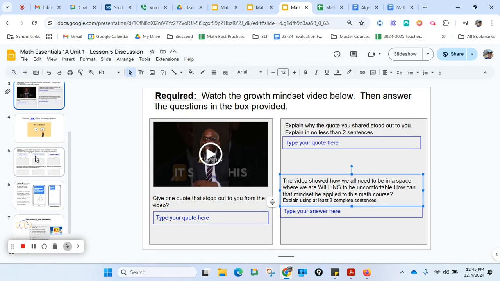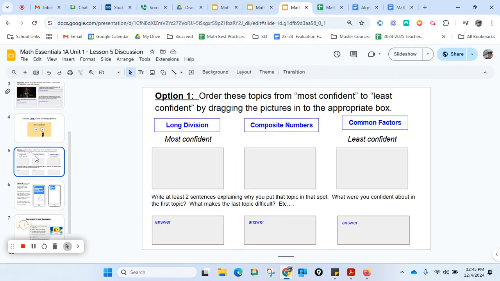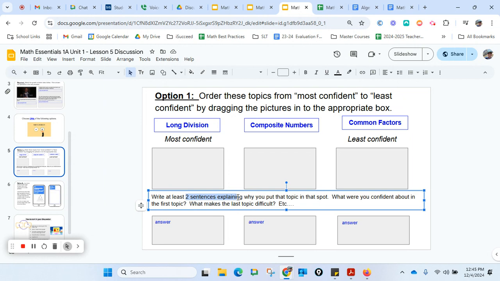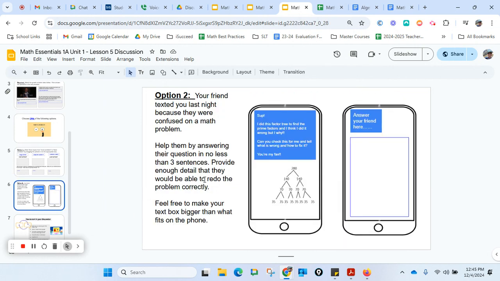Same thing in one of these options. Remember, grammar and spelling, and we're always going to have a sentence requirement, so make sure that you're writing enough. And then make sure that you are correct. These 2 are math, so make sure that your math is correct.